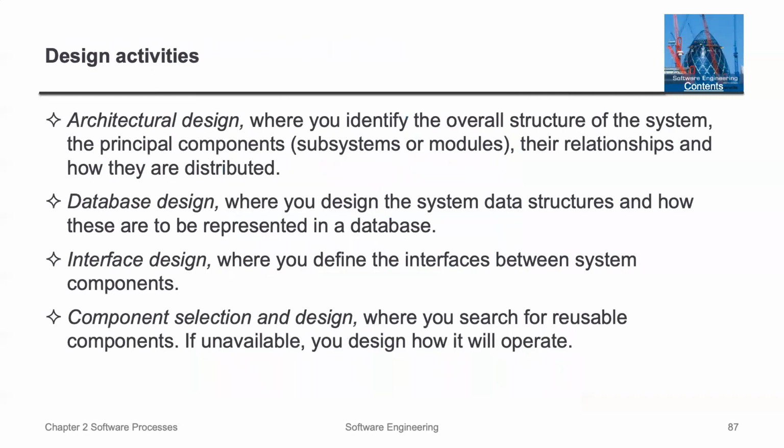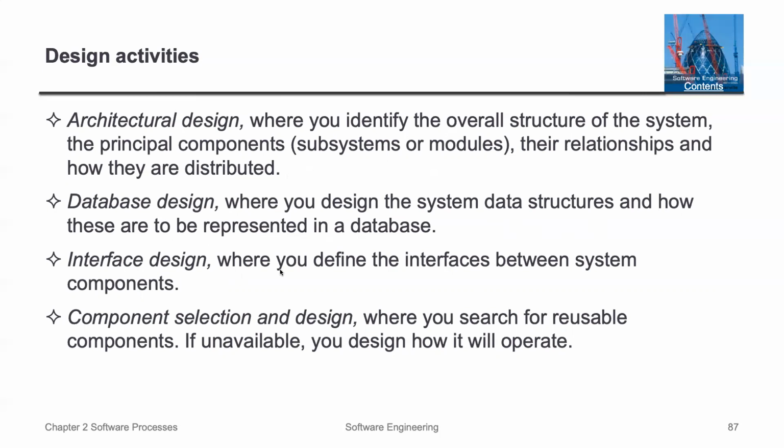So here are some words that align with what we talked about: architectural design, database design, interface design, and component selection. The architectural design is where we define the overall structure of the system, the principal components, and the relationships. The database design is where we figure out the system data structures and how these are to be represented in a database, the database schema, and things like that.